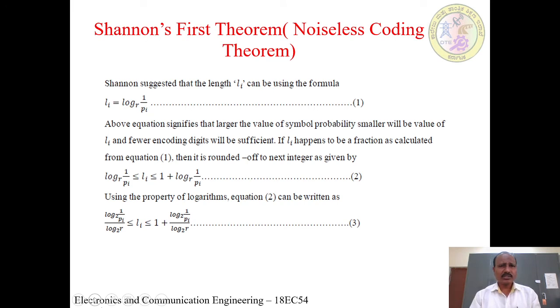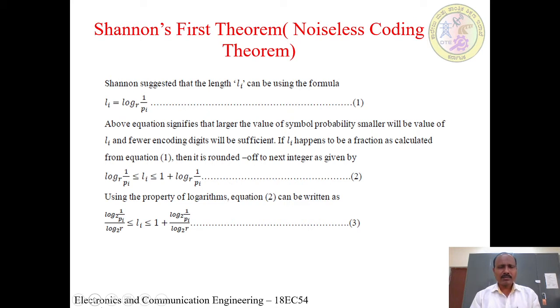Shannon's first theorem, or what we call the noiseless coding theorem. What is it going to suggest? What is the minimum length required for each and every particular code, with the help of the probabilities of occurrence of each and every symbol? So we are going to calculate the length. Li is equal to log of 1 by pi with a base r.